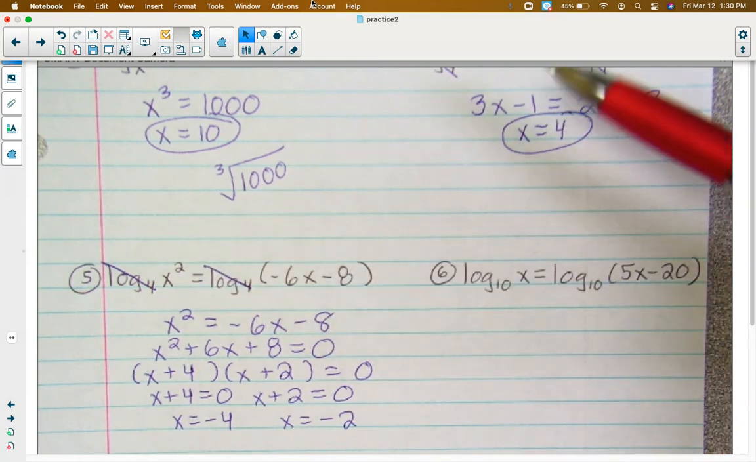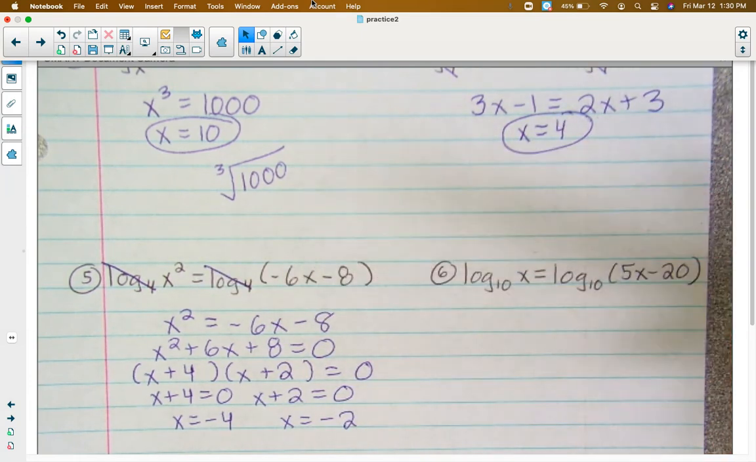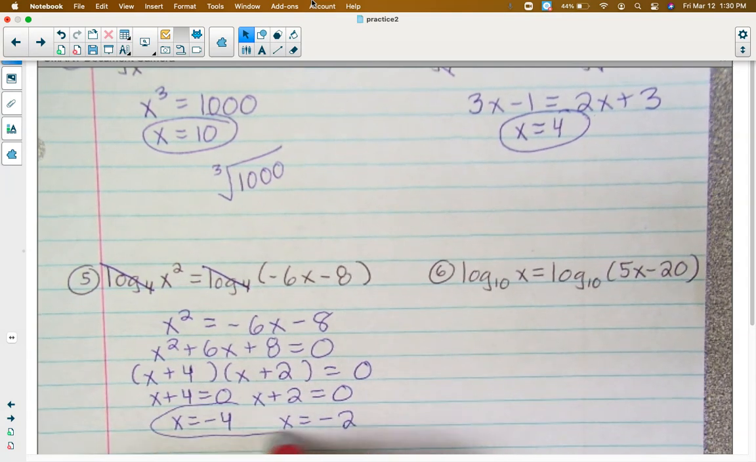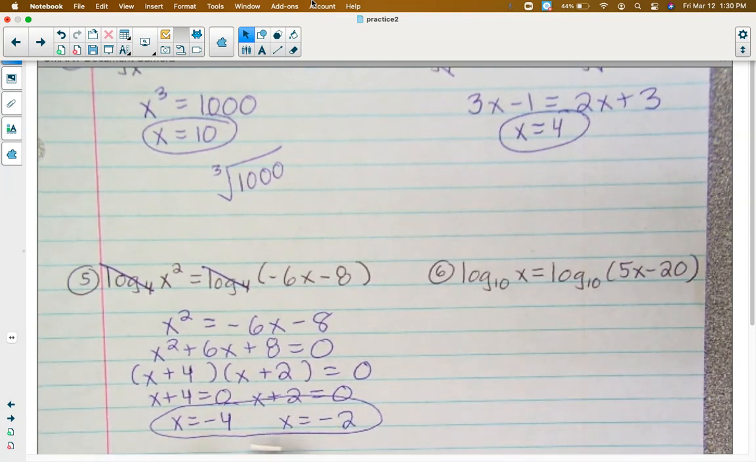Negative 2 squared is 4. This is 12 minus 8, so both of these answers are going to work. So I did a little mental math check, but you do want to take negative 4 and negative 2, substitute them back in for your x's, and both sides should be a true statement.